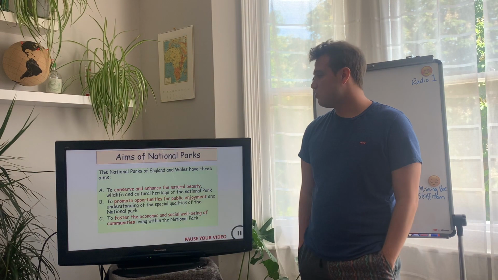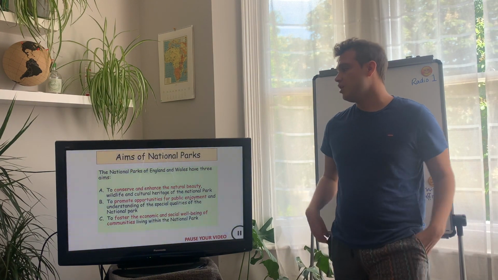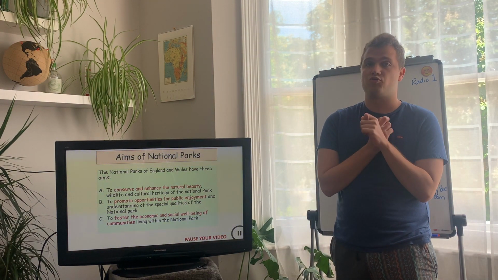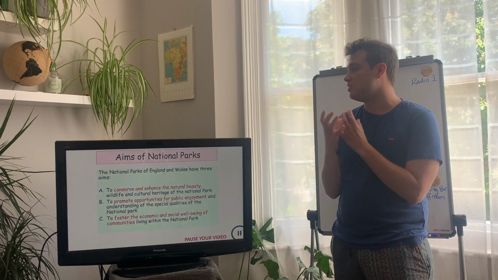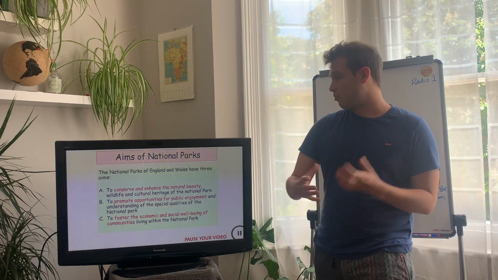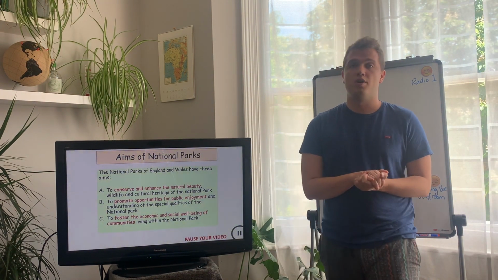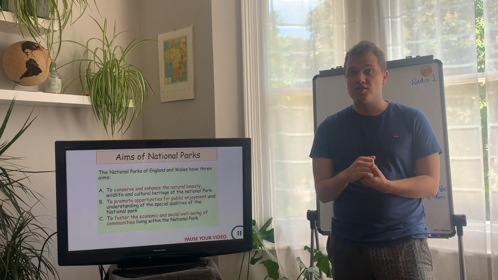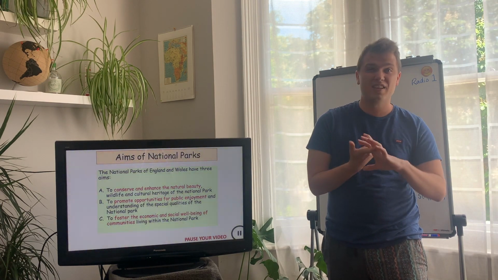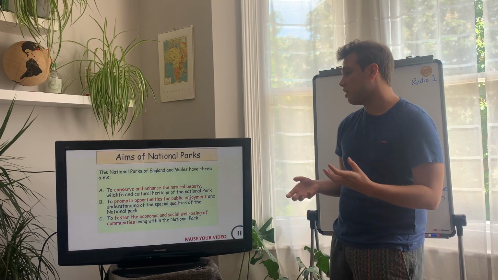So as I mentioned, national parks have three main aims: to conserve and enhance the natural beauty, so to protect the natural beauty of an area, but to promote opportunities for public enjoyment. So to promote opportunities for us to go and enjoy them. So building car parks and visitor centres encourages people to come and use them.